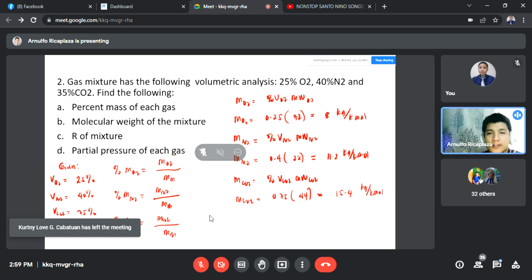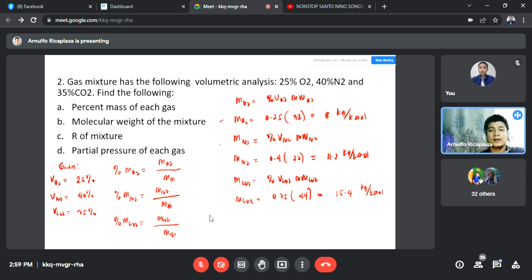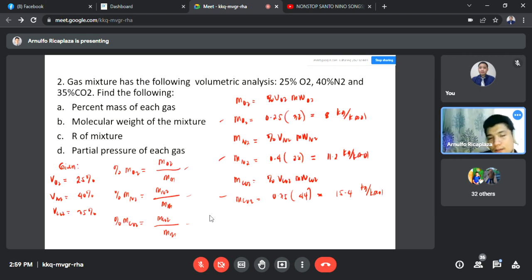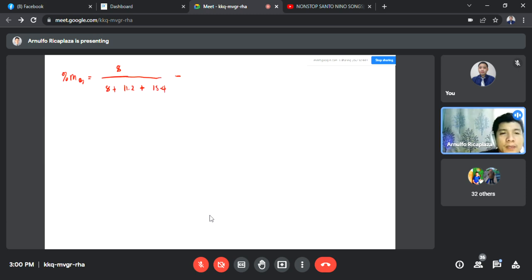Okay, so therefore we have each of the masses, and now we can get each percent mass. The percent mass of the O2 is equivalent to 8 over the total, 8 plus 11.2 plus 15.4. So that is 23.12%.